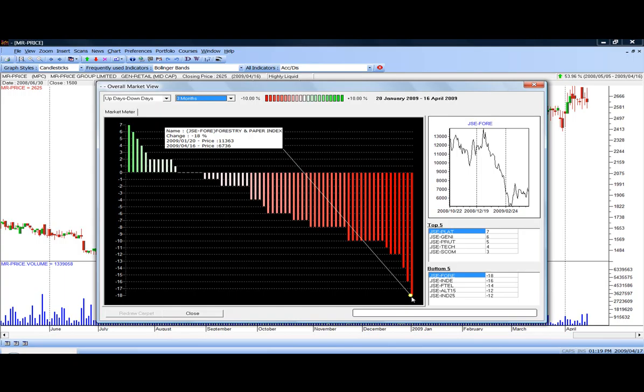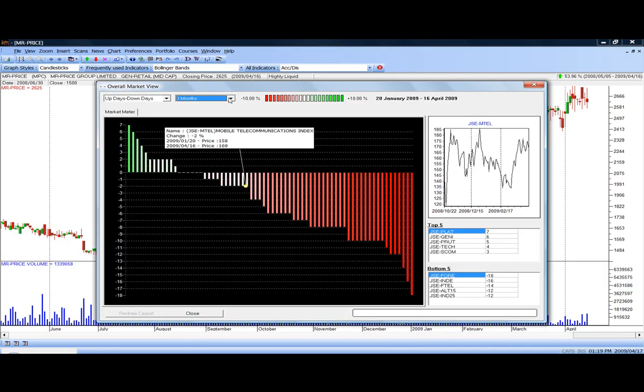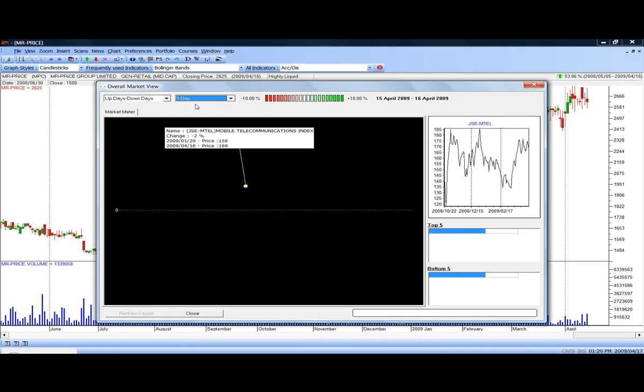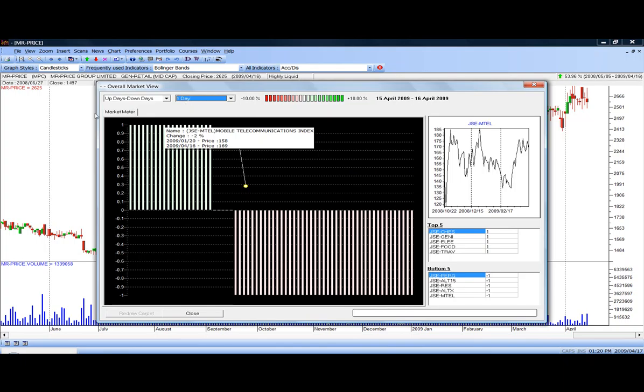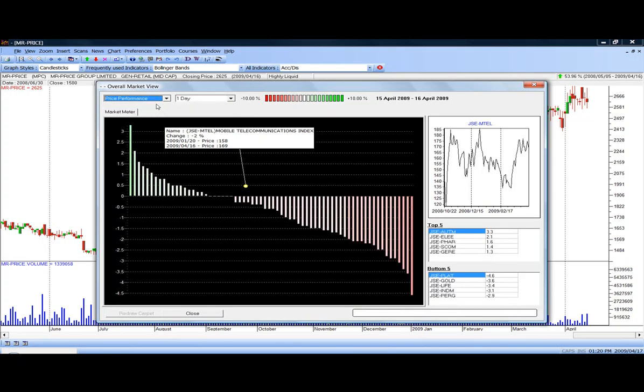Please do use this indicator or this scanning facility, because it is a very quick view of how the market has moved on a day-to-day basis, and it can give you a very quick and very useful idea in terms of whether you should be in or out of the market for this particular time.